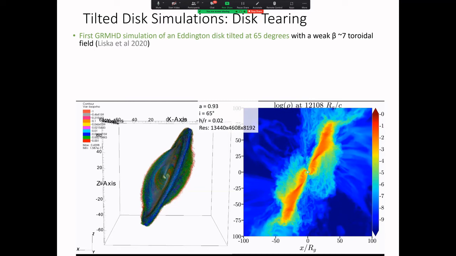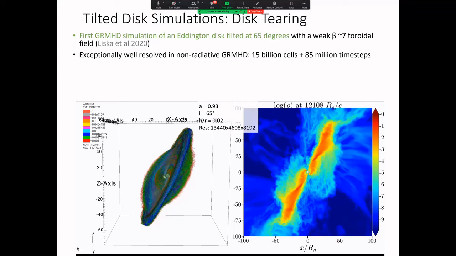And here you see a luminous accretion disk, which is thin and misaligned by 65 degrees with the black hole spin axis, at an extremely high resolution. This is the aspect ratio of the disk, and this is the black hole spin. Here you see essentially a transverse cut of the density, and these are density contours. Even though the disk looks very thin, with all this high resolution the turbulence and the physics in it are really well resolved.